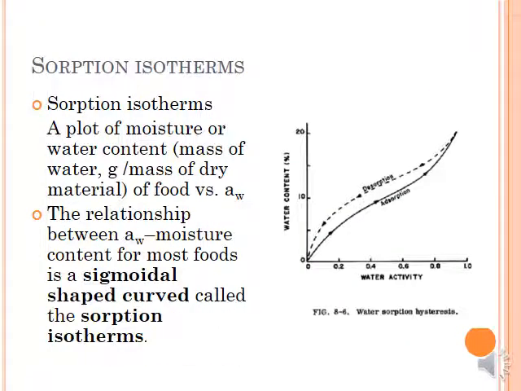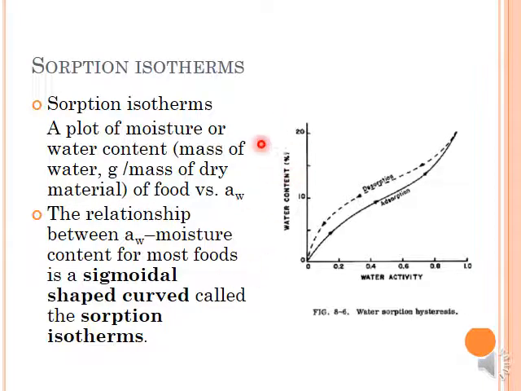Next we will look at sorption isotherm. So what does isotherm mean? Isotherm is a plot of moisture content versus water activity. Now, it's not a simple concept that high water content leads to high water activity. Generally, yes, but the relationship is not linear. Normally food shelf stability is determined based on water activity, but not water content.